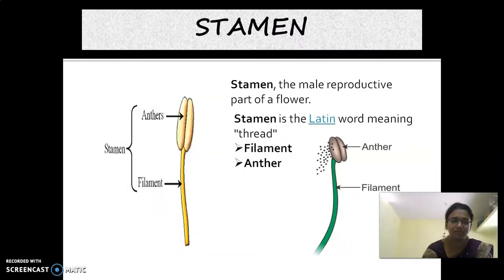And then stamen. As I said, stamen is the male part of a flower. Stamen is a Latin word meaning thread. What is meant by stamen? It means a thread-like structure. It has two parts called filament and anther. The bottom is the filament. This top one is called the anther. So these both are combinedly called stamen.